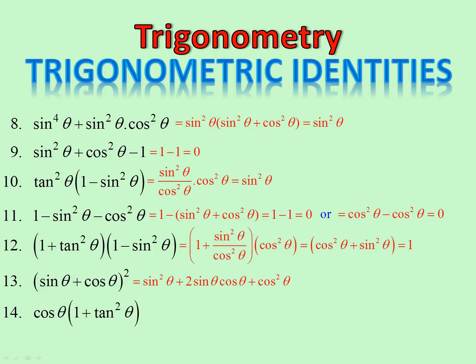Square out. Be observant. You'll notice there at the beginning and end is sine squared plus cos squared, which becomes the 1. Number 14.